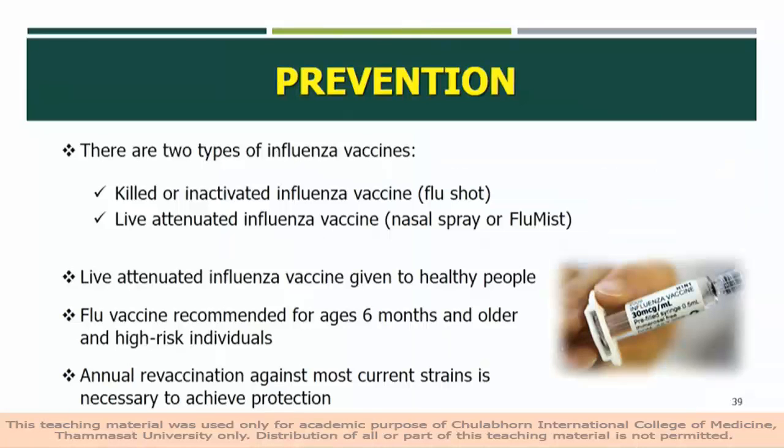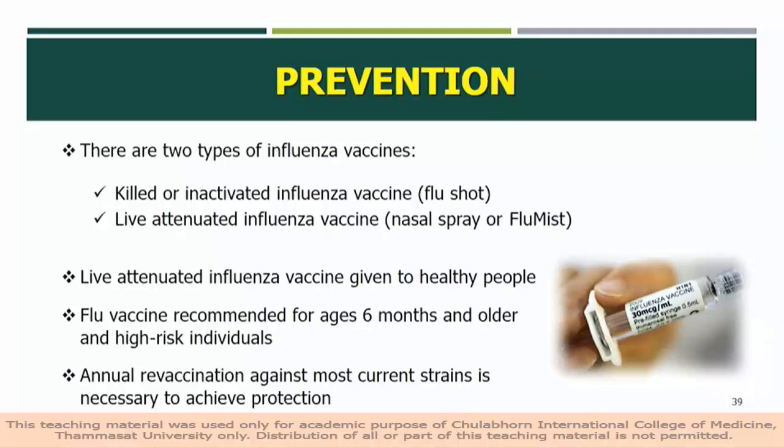The best available method of controlling influenza infection is to vaccinate annually. And there are two types of influenza vaccines, which are killed or inactivated influenza vaccine and live attenuated influenza vaccine.